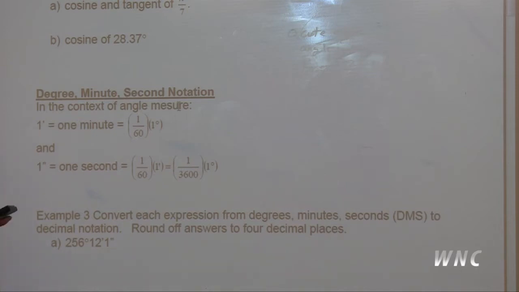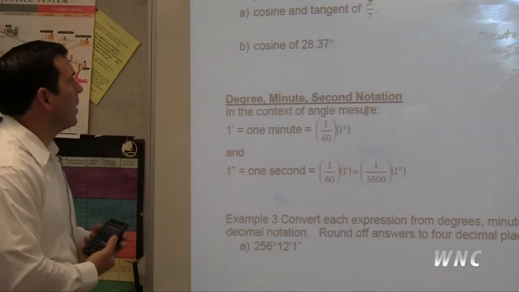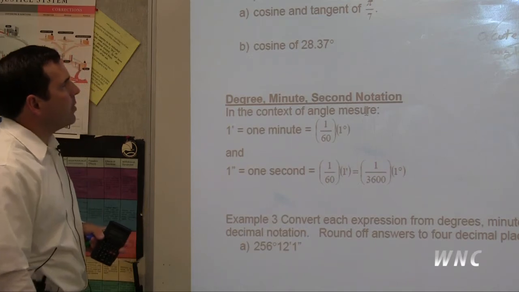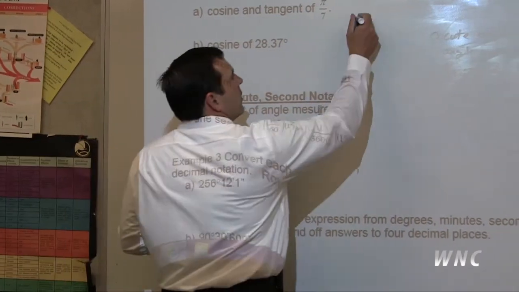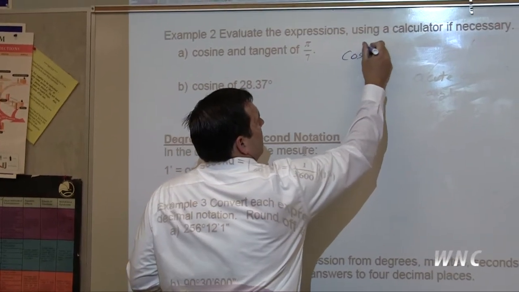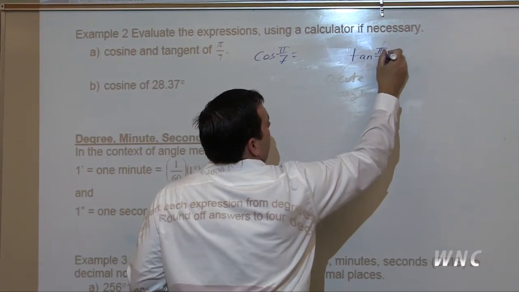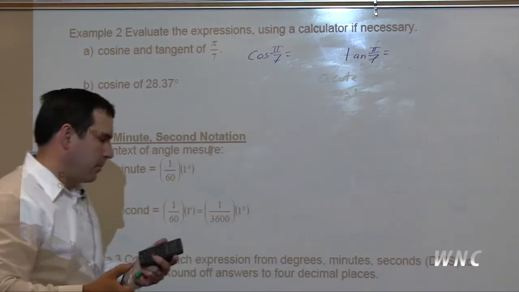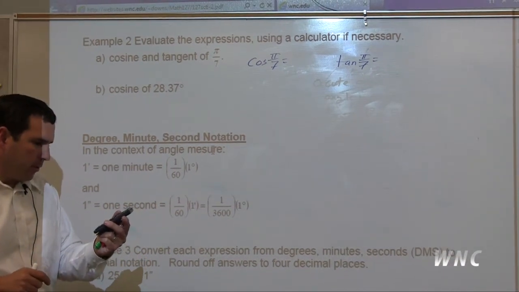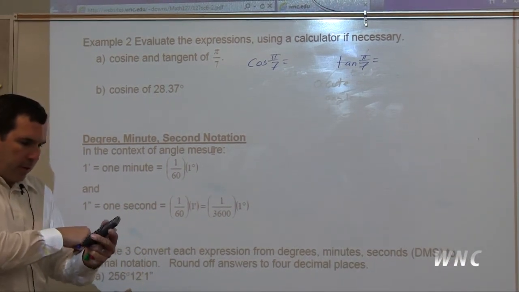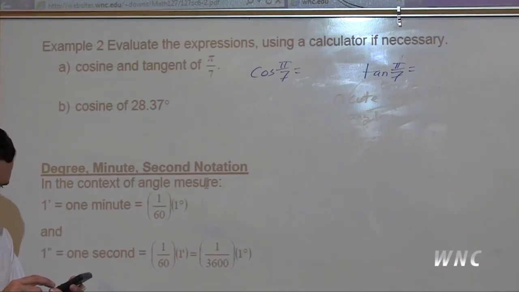here, for the sake of this, I just have my Casio FX260 solar calculator. So it says evaluate the expressions using a calculator if necessary, cosine and tangent of pi over 7. So we're going to do cosine of pi over 7, and we'll do tangent of pi over 7. And we're going to need our calculators for this. Now mine's in degree mode, so I'm going to have to switch it over, and I will be happy to show you guys how to do some mode switching of your calculators.